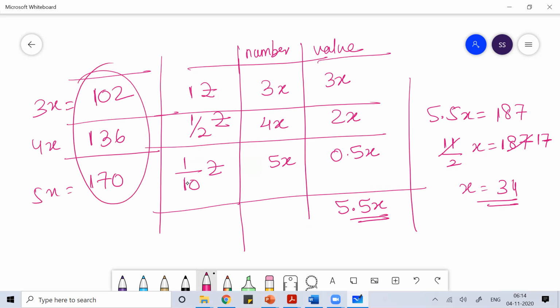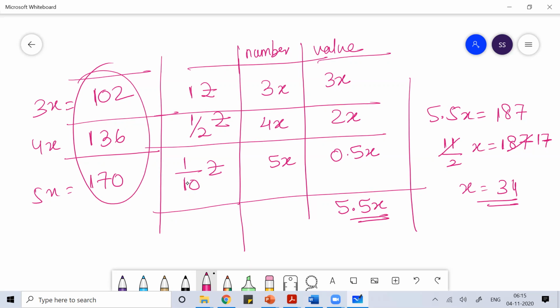So for 1 rupee, you have 102 coins; for 50 paisa, you have 136 coins; and for 10 paisa, you have 170 coins. If you have 170 coins of 10 paisa, their value would be 17 rupees. If you have 136 coins of 50 paisa, their value would be 68 rupees. And 102 coins of 1 rupee would have a value of 102 rupees. So 102 plus 17 is 119.